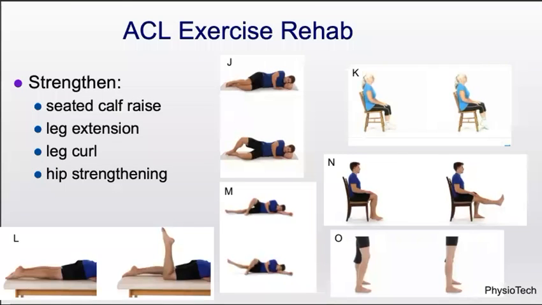In terms of strengthening, you're going to start with seated open chain exercises first. You can do some seated calf raises, some knee extensions, some leg curls, and then a little bit of hip strengthening lying down, but again, non-weight bearing.